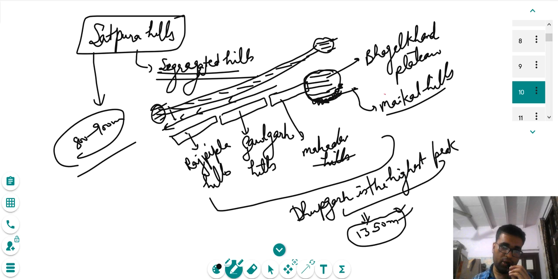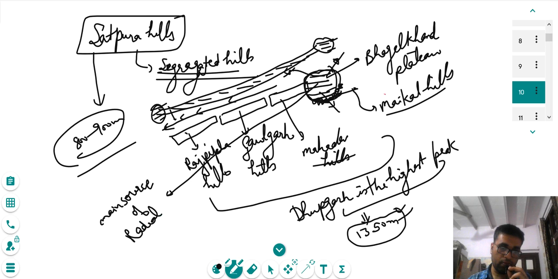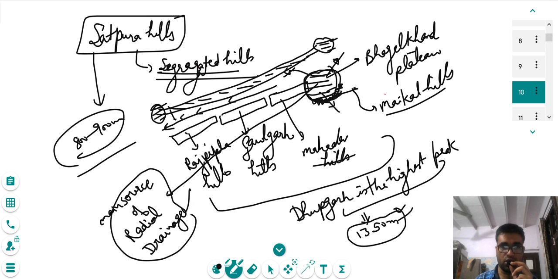And this Baghelkhand Plateau is the main region from where many rivers emanate. Son River flows in the northeast direction. You have the Tapi and the Narmada River, which come out of this plateau, and in the south direction you have Wainganga and Wardha River. So it is the main source of radial drainage, right?